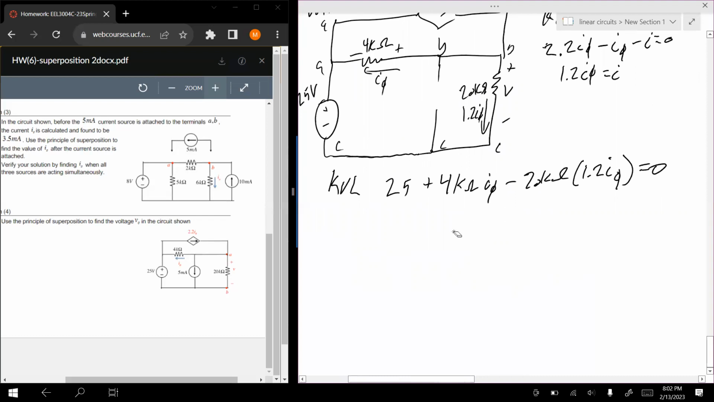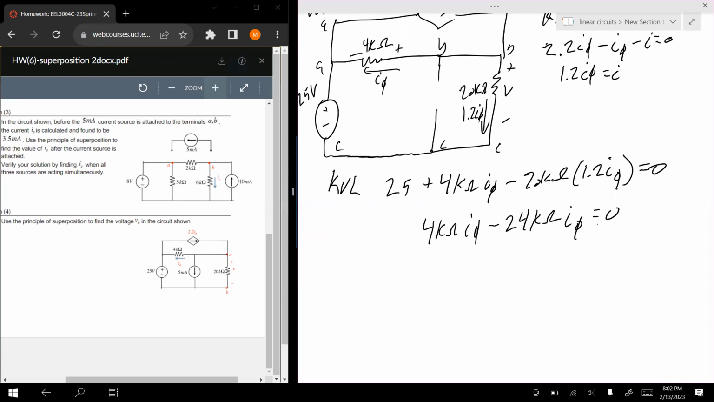Oh, no, wait, we can't just do that. Hold on. 20 times 1.2. So I'm going to assume it's just 4 kilo ohms. I phi minus, this should be 24 kilo ohms. I phi is equal to 0. Here I go checking myself. Yep, 24.